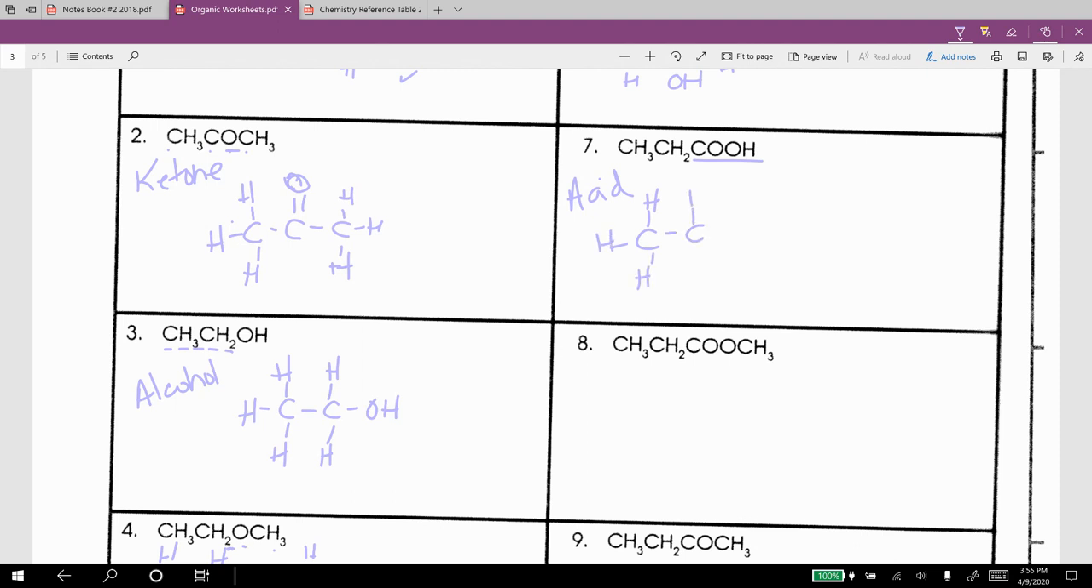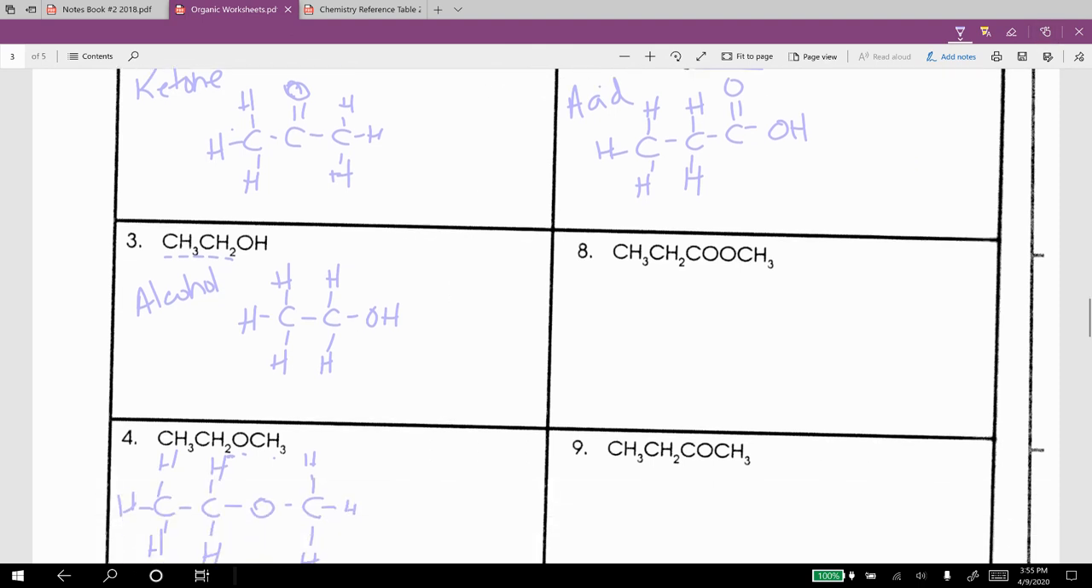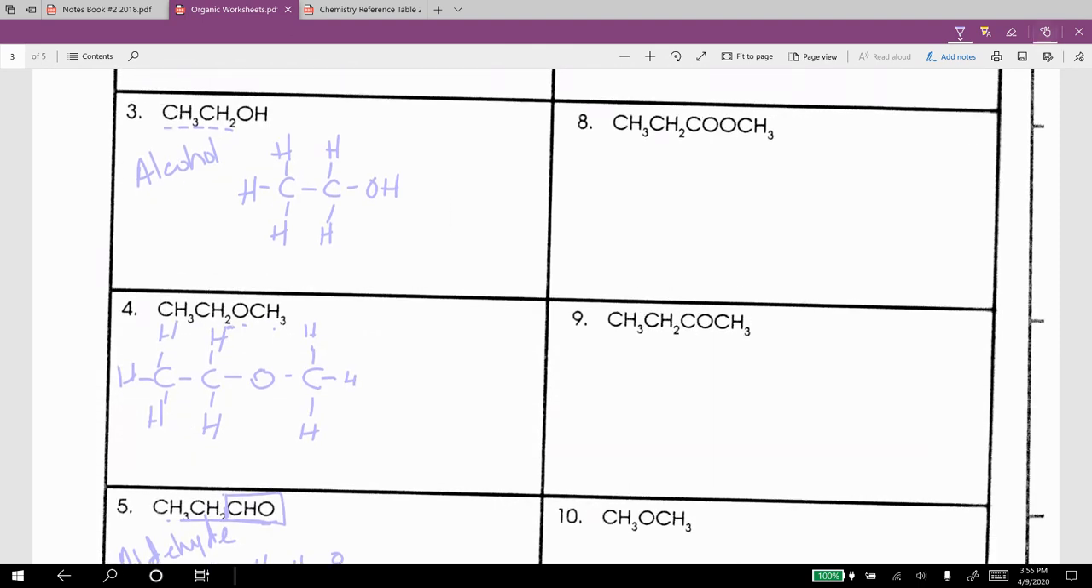I have a CH2. And now I have the carbon, oxygen, oxygen, hydrogen, right? I mimicked what I saw on table R. Now let's look at our next one.